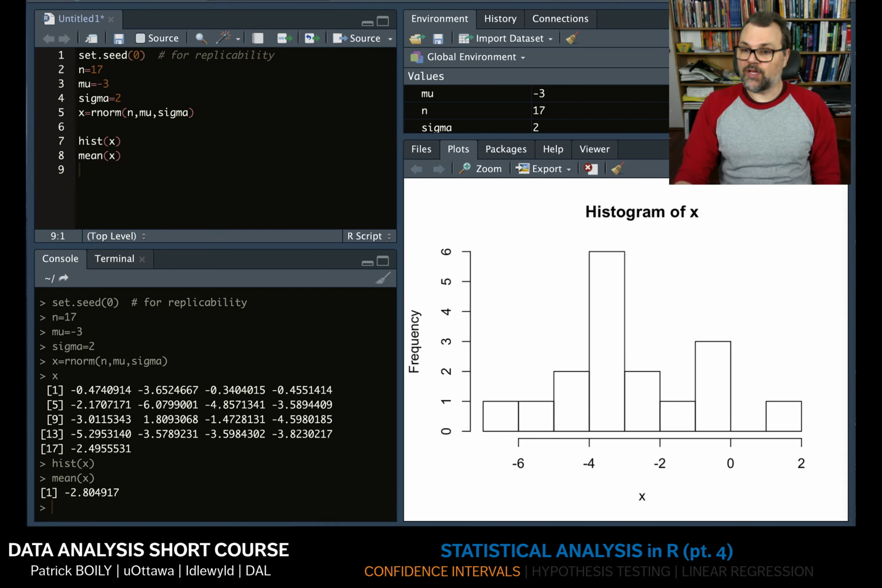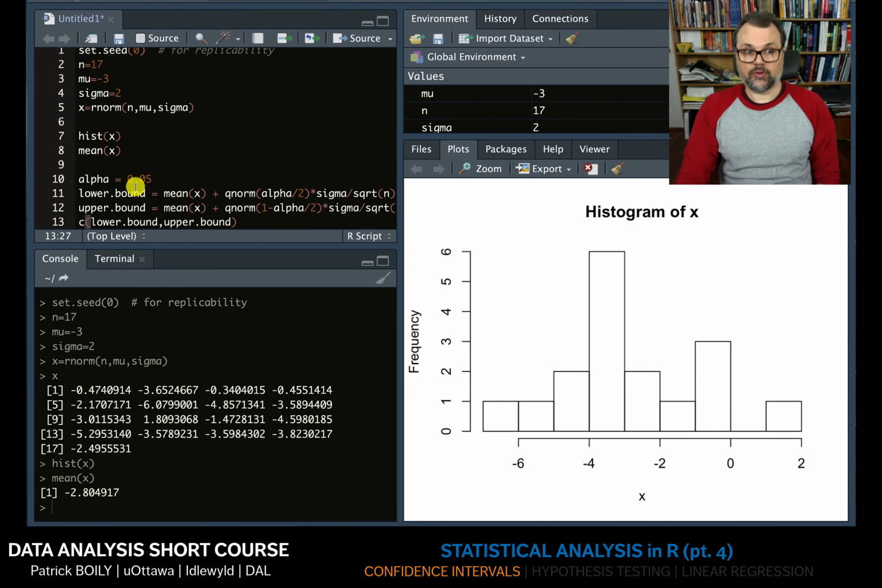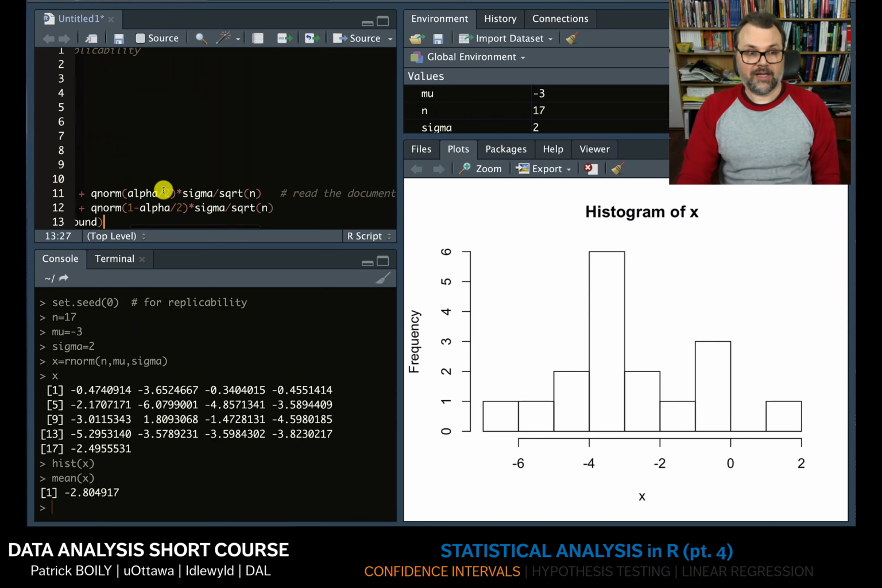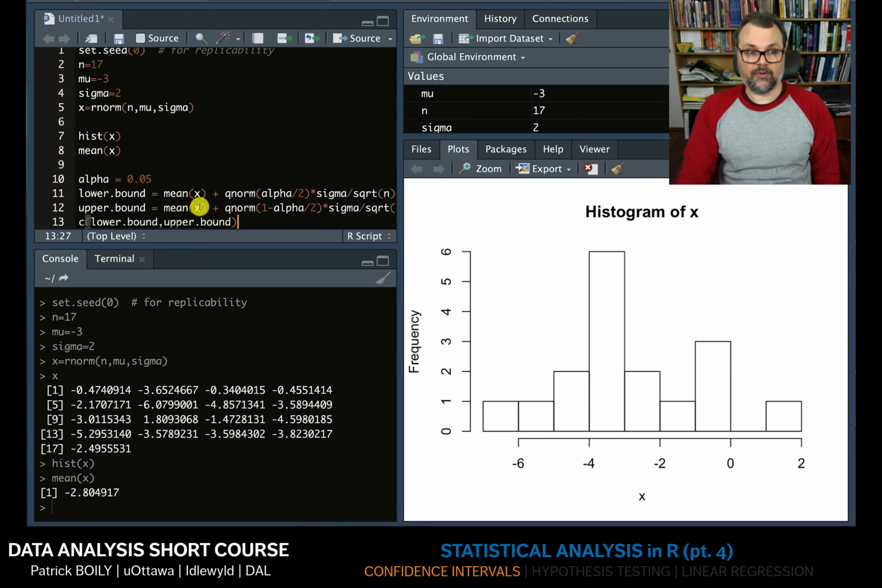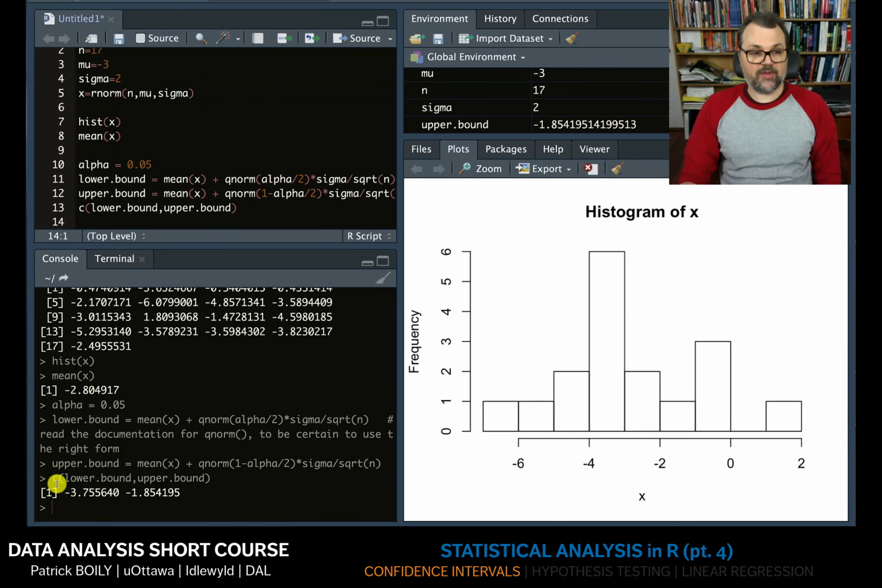You'll remember we know that the underlying population is normal, which means that we use critical values from the standard normal distribution, alpha over 2 and 1 minus alpha over 2 for the lower bound and the upper bound. Well, does this really make sense? It would give me -3.75 and -1.85. Here we're building a confidence interval for the population mean. But what are all these numbers?